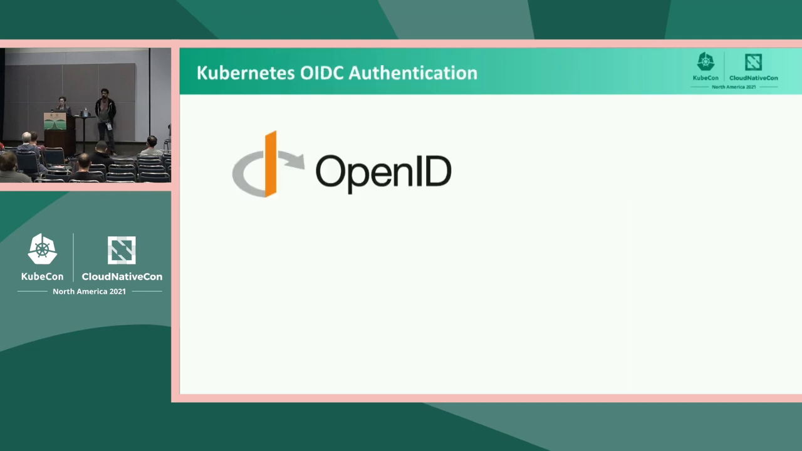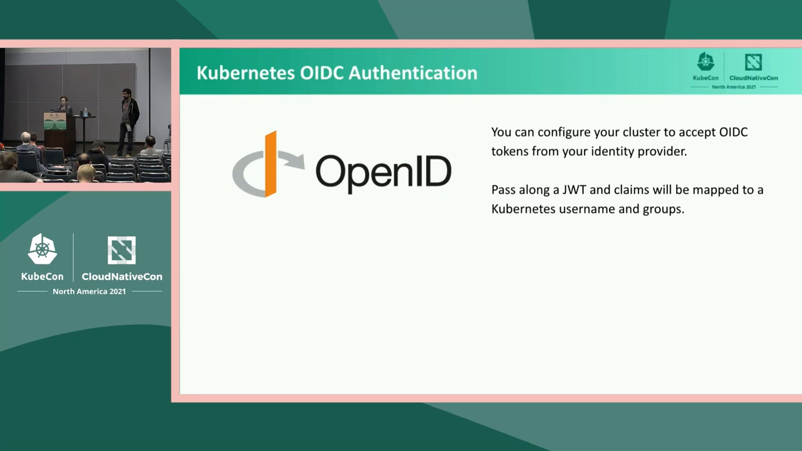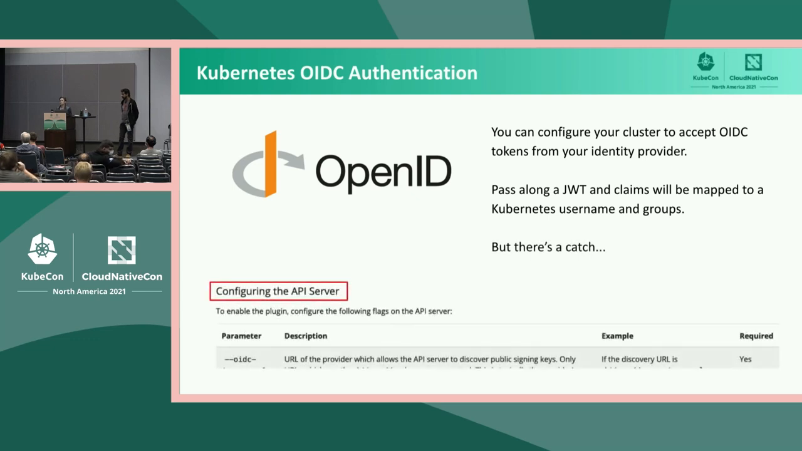So if you're trying to figure out how to authenticate with something other than built-in cloud provider auth, you might find that Kubernetes OIDC authentication is a nice option. OpenID Connect, or OIDC, is a pretty common protocol for authenticating with an external identity provider. It's an extension of OAuth 2.0. You can configure your Kubernetes clusters so that when you run kubectl commands, you can just include your ID token, and the claims in the token will map to a Kubernetes username and groups. Unfortunately, this doesn't work in a lot of cases for a few reasons.